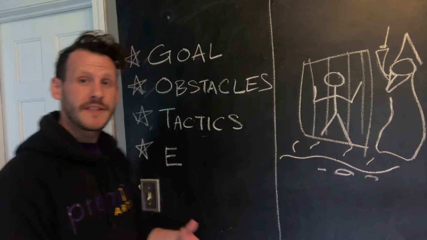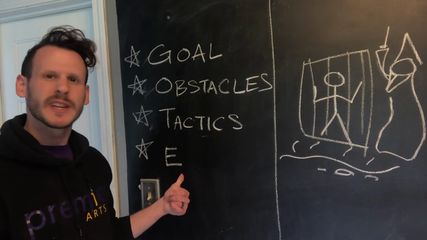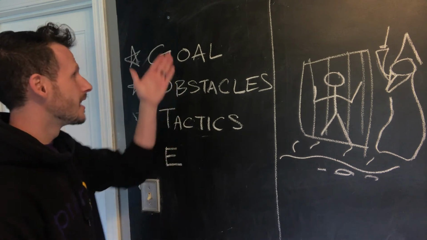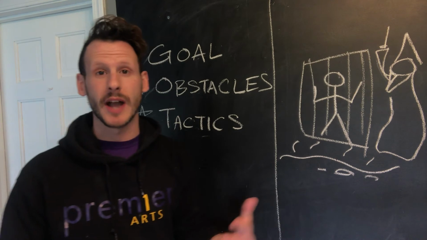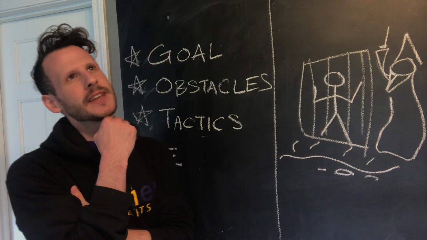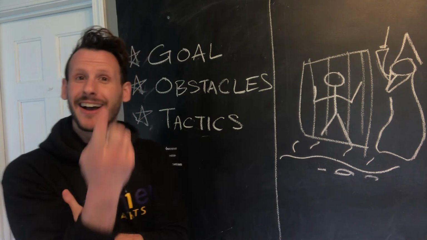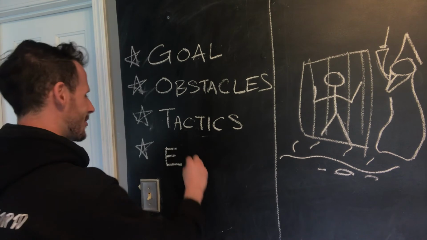And that brings us to the final letter of our new best friend GOTE, which is E. Now this is really the motivator to the reason the goal is something that you want to accomplish in the first place. It starts with an E, and it's something that you believe will happen. Expectation. You're right.